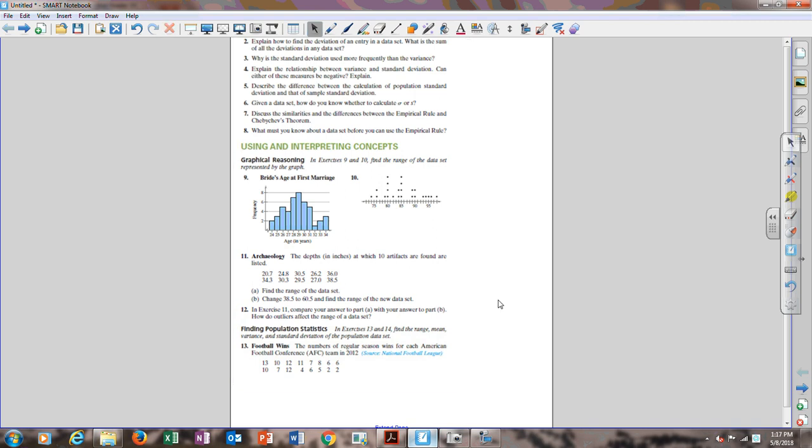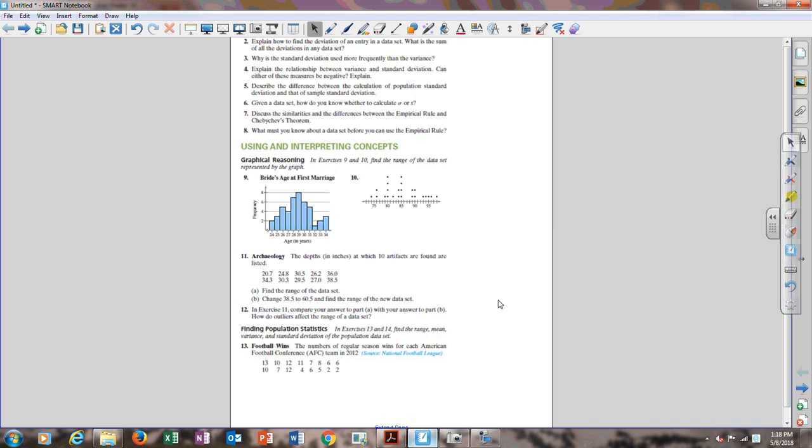Change 38.5 to 60.5 and now find the new range. So you do 60.5 minus 20.7. This just shows how an outlier would really affect it. Your new range would be 39.8. In exercise 11, compare your answer to part A with your answer to part B. How do outliers affect the range of the data set? It makes it look like the data is much more spread out.